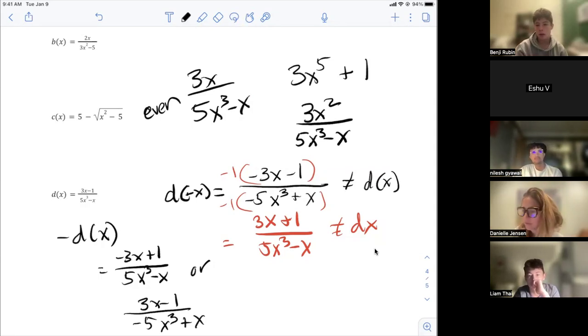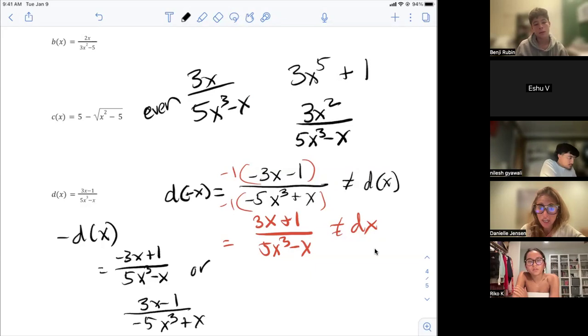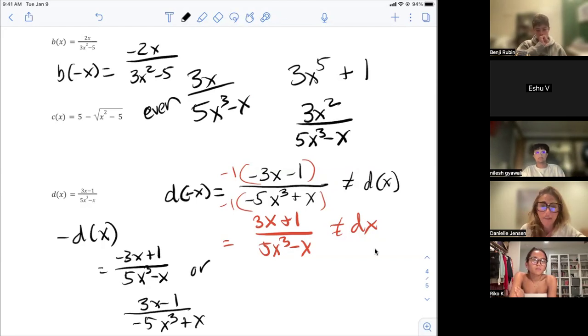Miss Jensen, for b of x, it's odd, but the denominator has a constant in it. Yes, so a constant with an even exponent doesn't matter, right? Because that's not changing. It's the constant with the odd exponent. Because when I plug in negative x here, the top changes, but the bottom doesn't change, right? So constants are fine when I have an even exponent because it means nothing's changing. Constants are not fine when I have odd exponents because with odd exponents, we're looking for everything to change, but you can't change a constant.